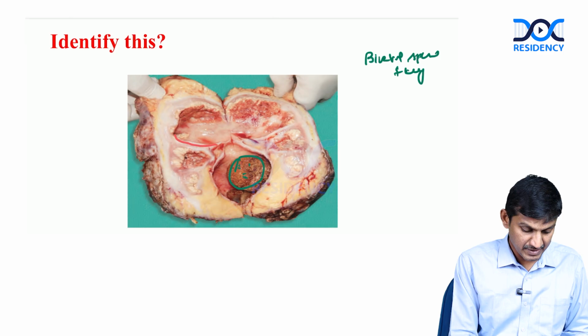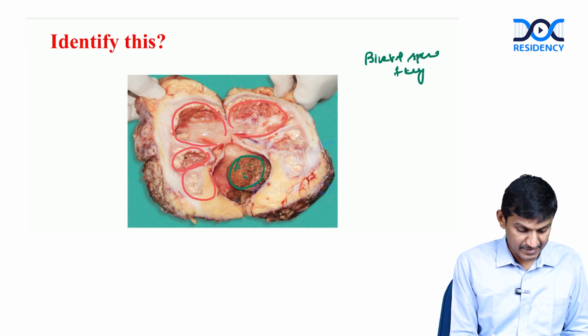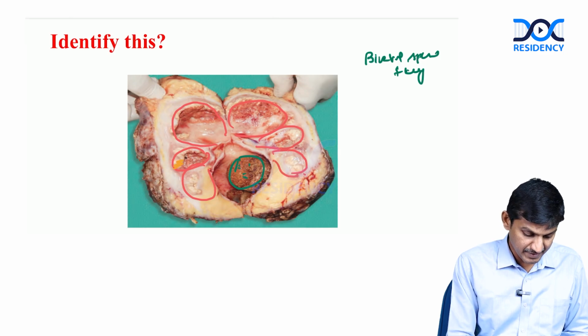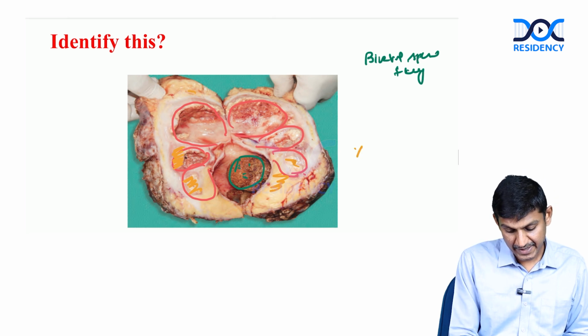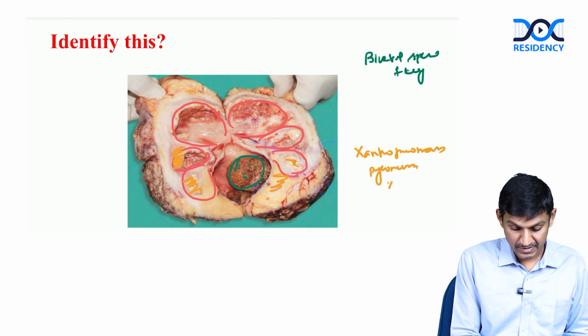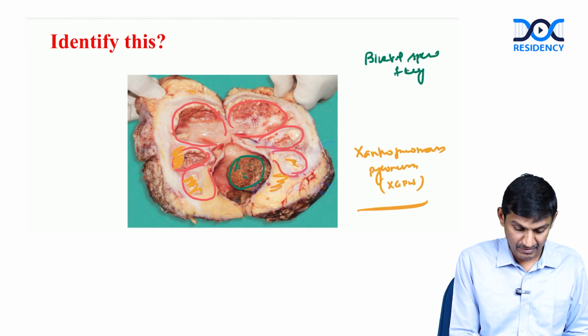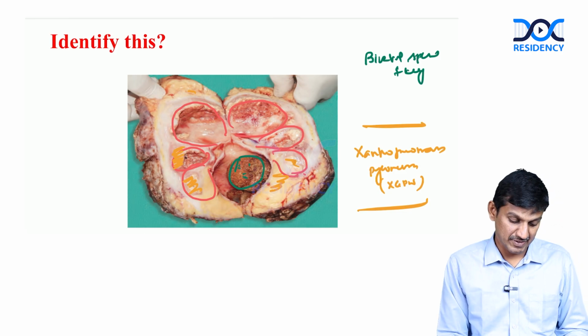Along with that, you see grossly dilated calyces. Along with what you see here, there is a lipid ladder. A lot of fat deposition is happening. So what is this? This is probably a case of xanthogranulomatous pyelonephritis or XGPN.